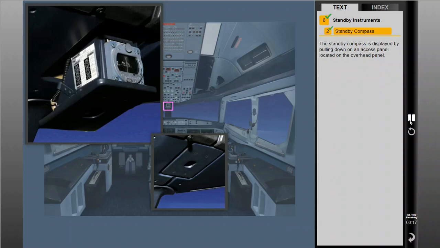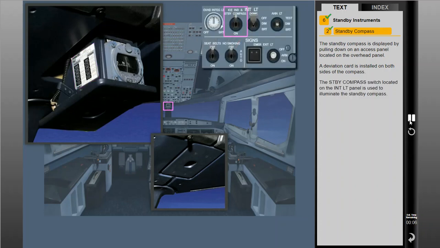The standby compass is displayed by pulling down on an access panel located on the overhead panel. A deviation card is installed on both sides of the compass. The standby compass switch located on the interior light panel is used to illuminate the standby compass.